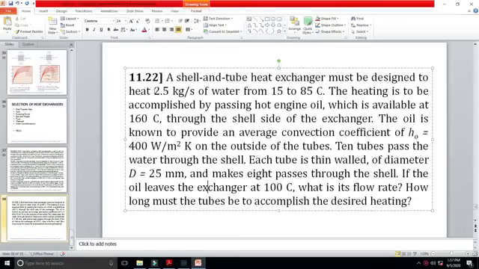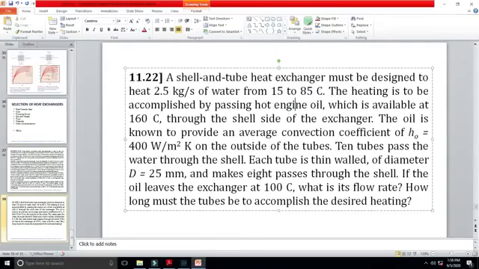Must be designed to heat 2.5 kilograms per second of water. So one fluid is water and the water will be heated up. It means that water is the cold fluid because we need to heat it up. So water is the cold fluid and it will be heated up from 15 degrees Celsius to 85 degrees Celsius. So therefore T cold in would be 15 and T cold out would be 85 degrees Celsius.